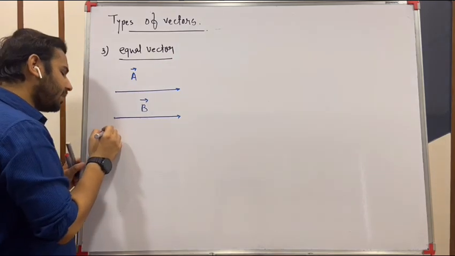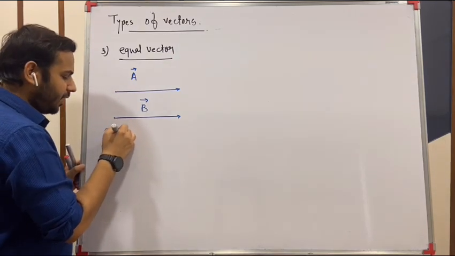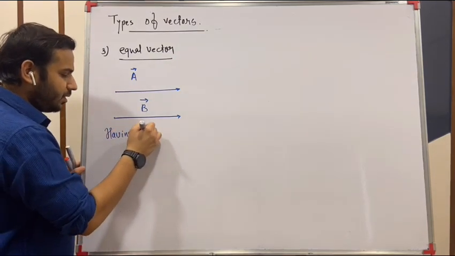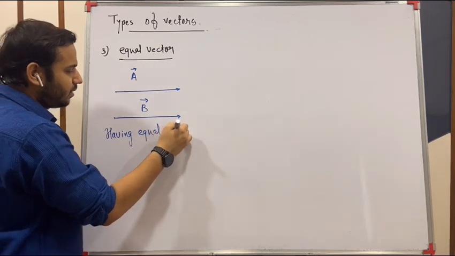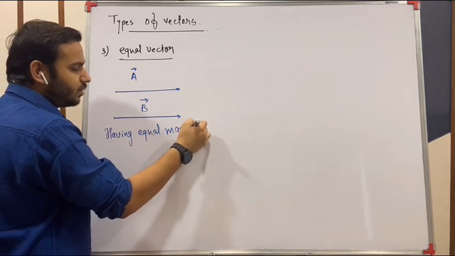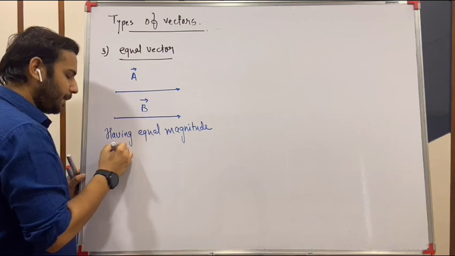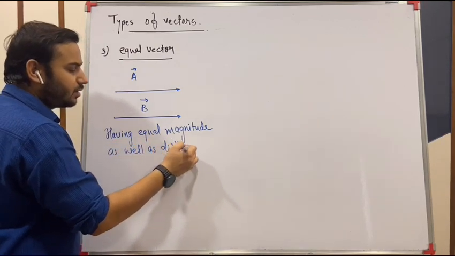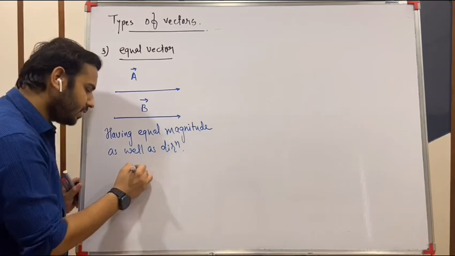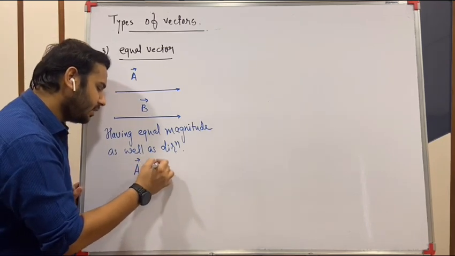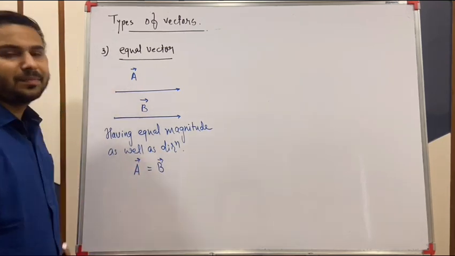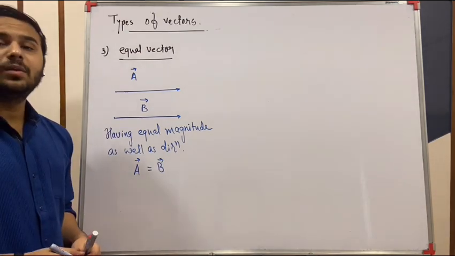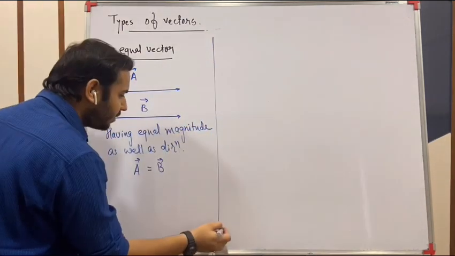So equal vectors have equal magnitude as well as direction. So you can say vector A is equal to vector B. These are called equal vectors.